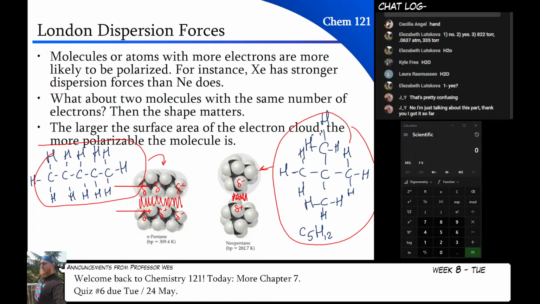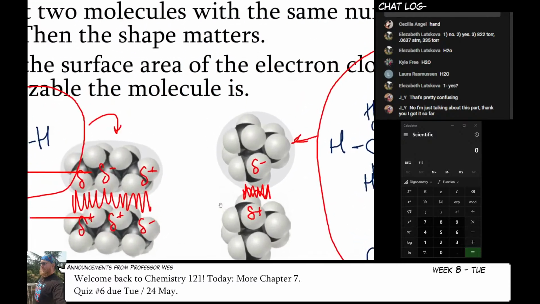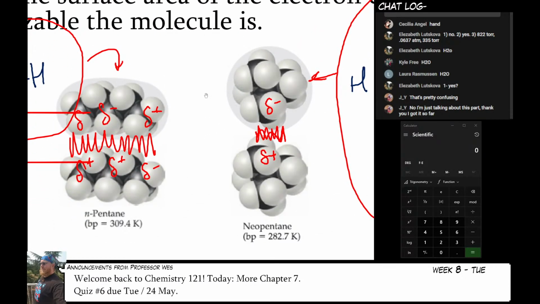So all we need are localized uneven distributions of electrons, and we can form these interactions. You could form multiple of them in the molecule, but you do need multiple atoms to do that, and you also need a molecule that's big enough. So as a result, the boiling point of N-pentane should be slightly higher than that of neopentane. And it is, by about 25 degrees or so.